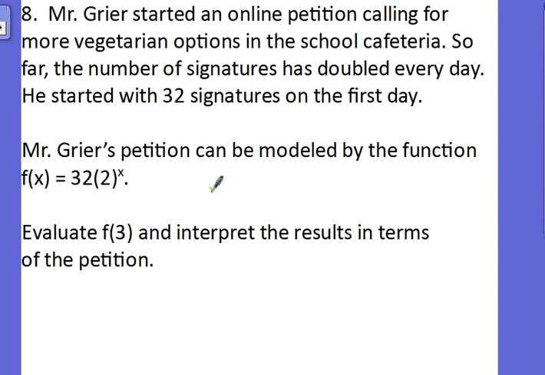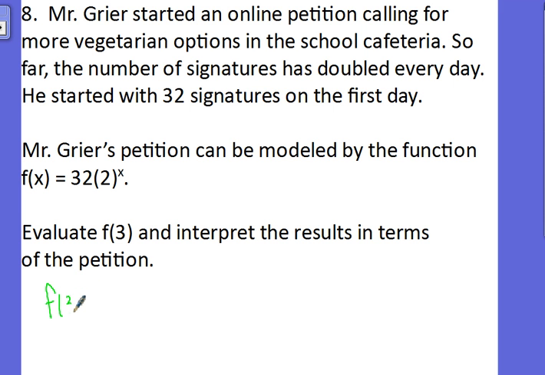Here we have a word problem. Mr. Greer started an online petition calling for more vegetarian options in the school cafeteria. So far, the number of signatures has doubled every day, and he started with 32 signatures. Mr. Greer's petition can be modeled by this exponential function. Evaluate f of 3 and interpret the results in terms of the petition.